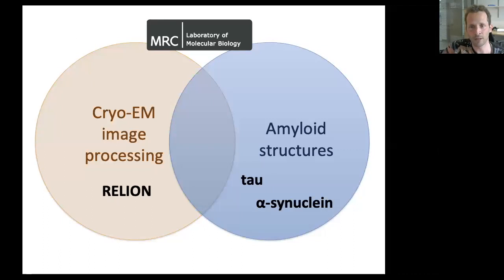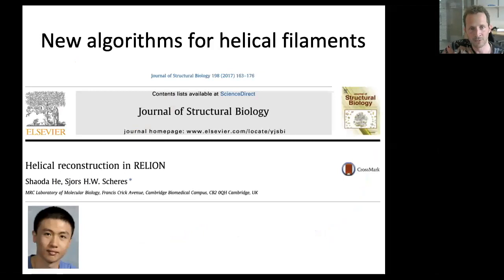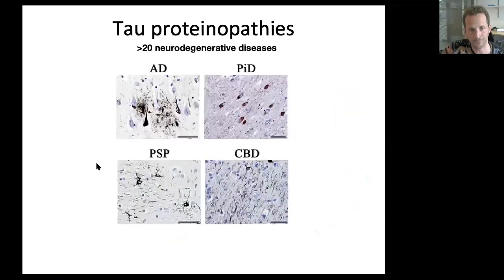Cool. Before I wrap up, I thought I'd briefly mention also the other part of the group, which is work on amyloid structures, all in very close collaboration with Michel Goedert in the neurobiology group. This work was made possible, again, started from image processing work done by a very talented student, Sjors Scheres in my group, who implemented helical reconstruction in RELION.